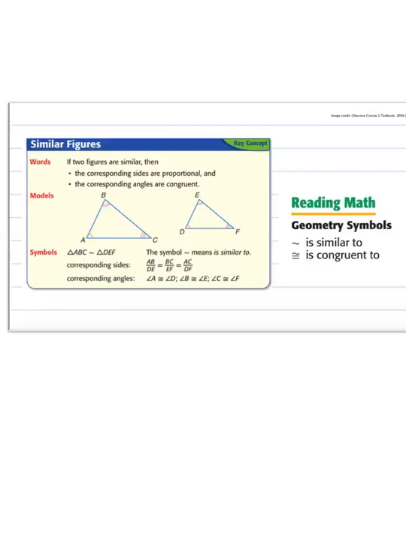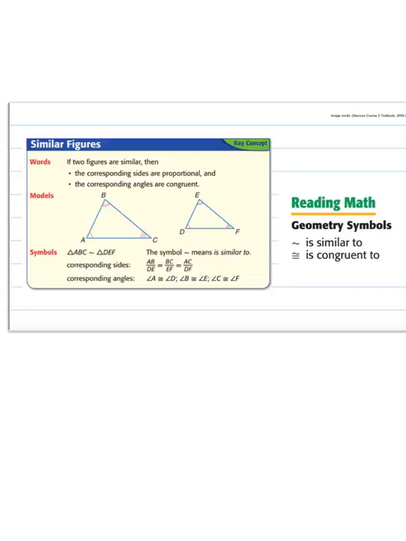Okay, some stuff to write down here. So if two figures are similar, then this means two things. The corresponding sides are proportional. Okay, so they are the same amount of difference between them. We'll go through that in a second. And the corresponding angles are congruent. So the angles are equal to each other.